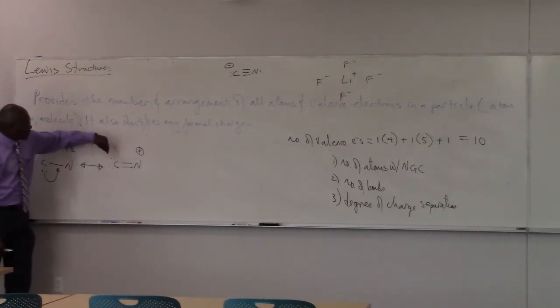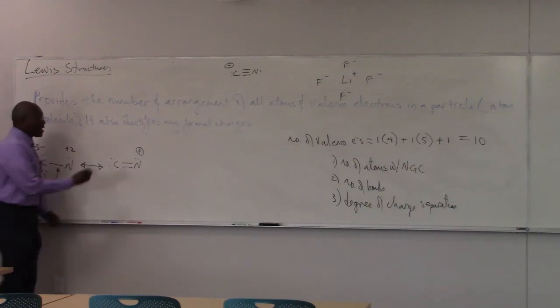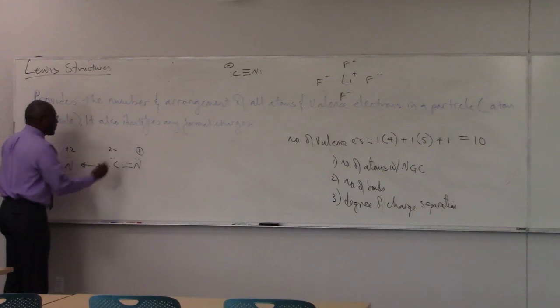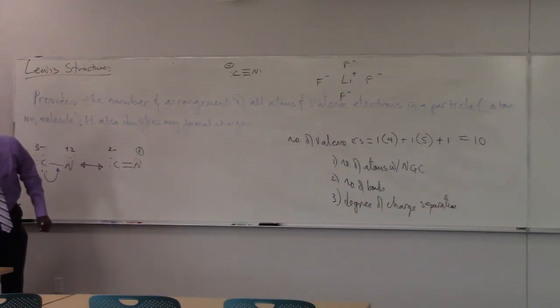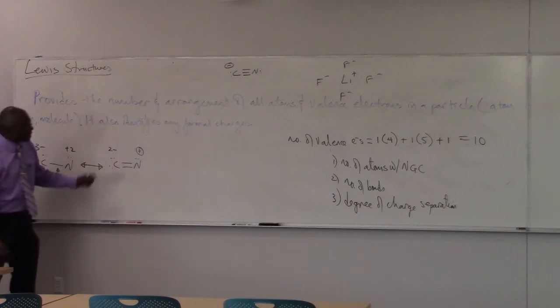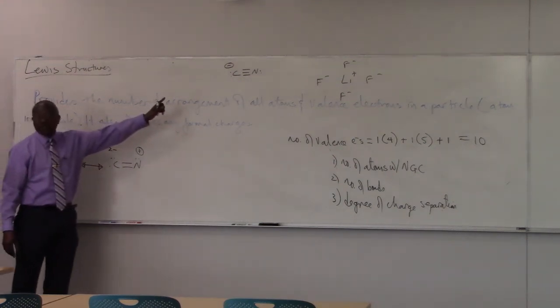What about the carbon? 1, 2, 3, 4. 1 in this bond, 5. 1 in that bond, 6. It's a group 4 element. It's got 2 too many, hence a 2 minus charge. And again, when I sum these, the overall charge is 1 minus, so I know I'm on track.